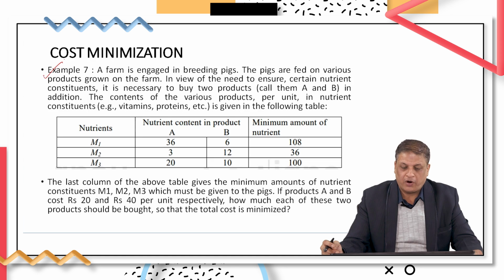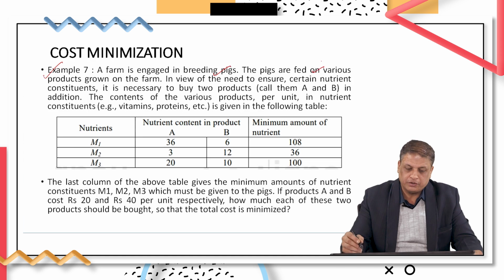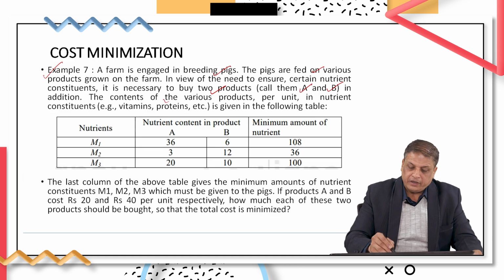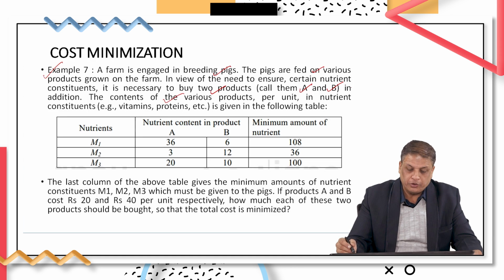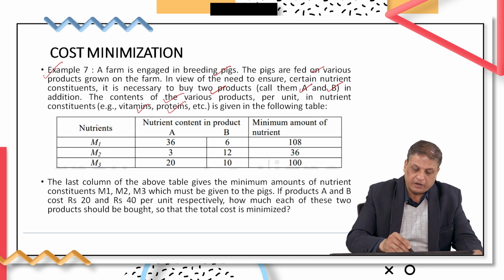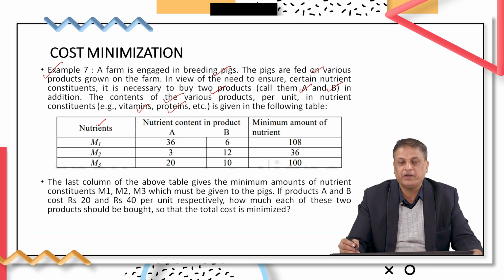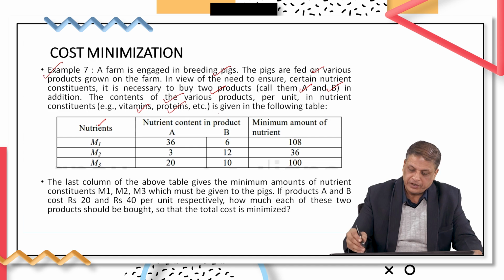In this example, a farm is engaged in breeding pigs. The pigs are fed with products grown on the farm, and in view of the need to ensure certain nutrients, it is necessary to buy two products. So, two types of products are there, product A and product B, and the content of the various nutrients, that is vitamin, protein, etc., per unit of the products is given in the table. So, we are having product A and product B, and we are given 3 nutrients.